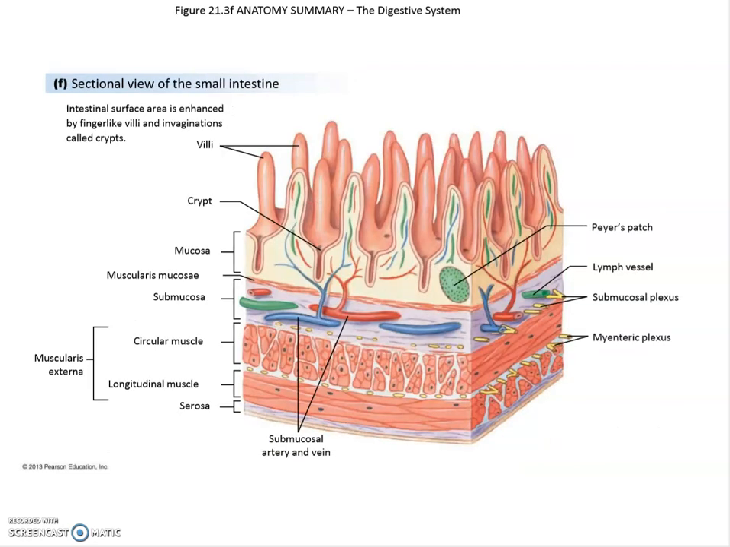Here's a sectional view of the small intestine, same 3 layers. So you have the serosa, that is your connective tissue, the outer layer. Then we have a muscle layer that is split into circular muscle and longitudinal muscle. And then we have the mucosa that you can split into, well, just mucosa with the surface area extensions right here, these villi that are vastly increasing surface area, which is great for absorption. And then we have the submucosa, which has all sorts of blood vessels.